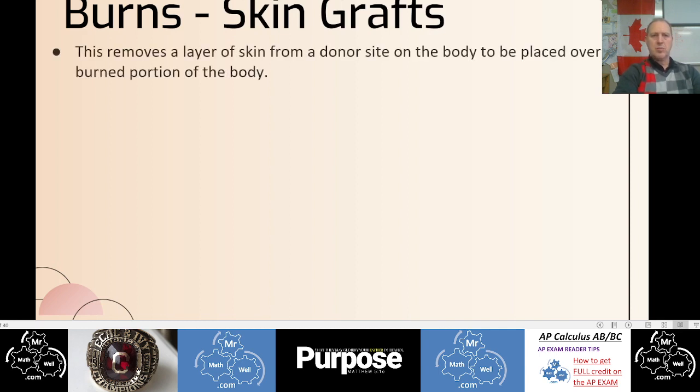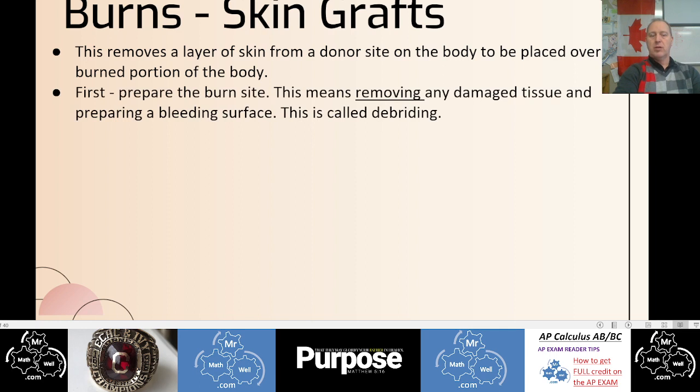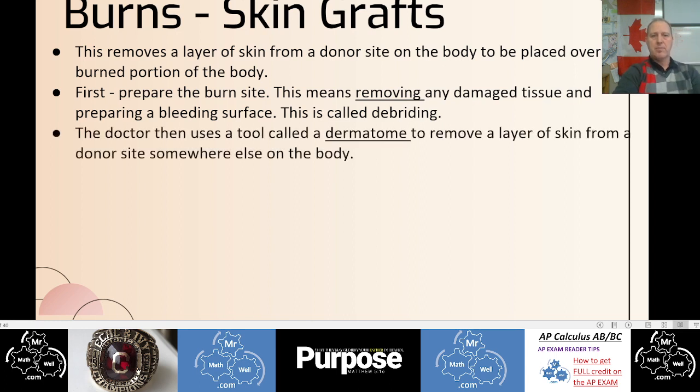Skin grafts. Okay, let's talk a little bit more about that. This removes a layer of skin from a donor site in the body to be placed over top of the burned portion of the body. So the first thing you do for skin grafts is prepare the burn site. This means removing any damaged tissue and preparing a bleeding surface. This is called debriding. So you make a bloody, damaged-tissue-free surface area. The doctor then uses a tool called a dermatome to remove a layer of skin from a donor site, somewhere else in the body.